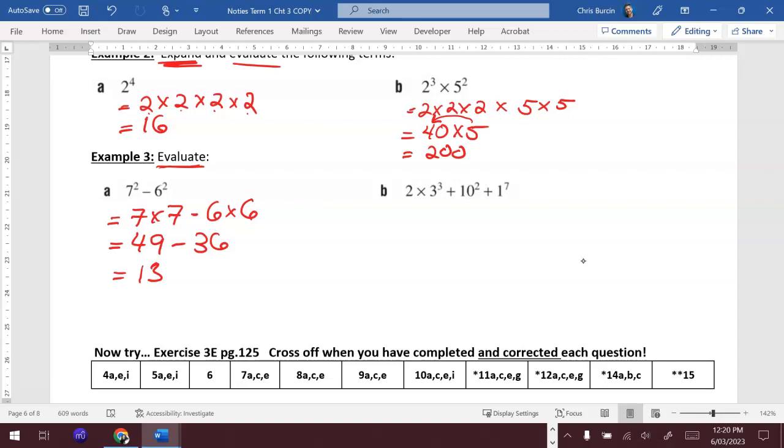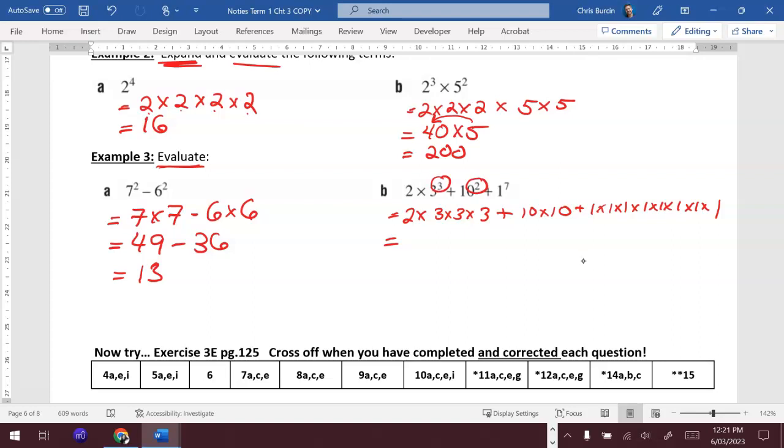Now this one's just a little bit more complicated, so we have 2 times 3 to the power of 3. So we'll get 2 times 3 times 3 times 3. Added to 10 to the power of 2, so that's 10 times 10. Added to 1 to the power of 7, which is, I know what you're thinking here, but let me write it out. 1 times 1, 2, 3, 6. So I got 7 ones there. All right, so what am I going to do first? I've worked out my indices. So now I'm on to division or multiplication or division, whichever comes first.